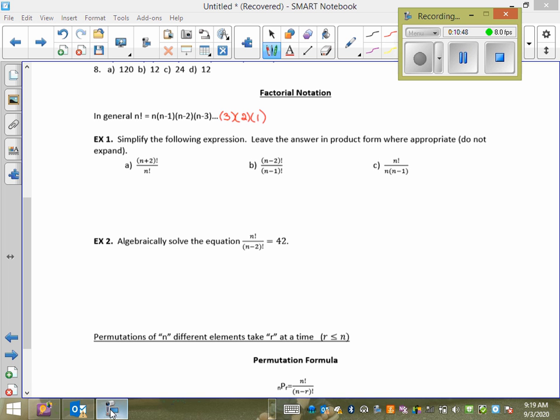So we're going to go through a little bit of simplification first, and then we're going to use factorials today only so that when we go to permutations, we can actually use the permutation formula, which is this one down here. There's this formula down here.